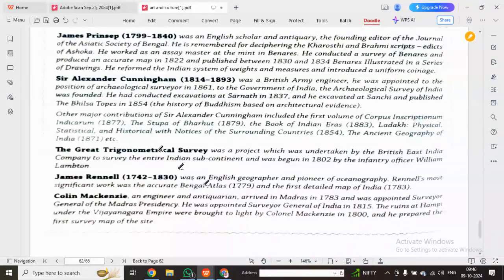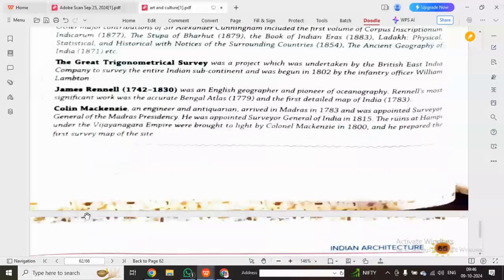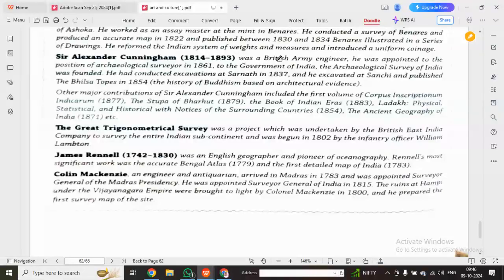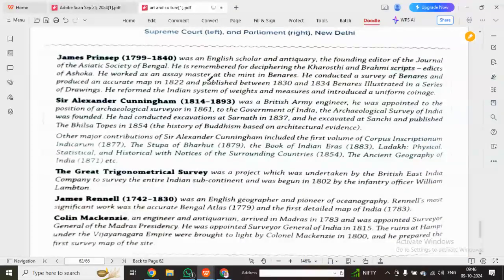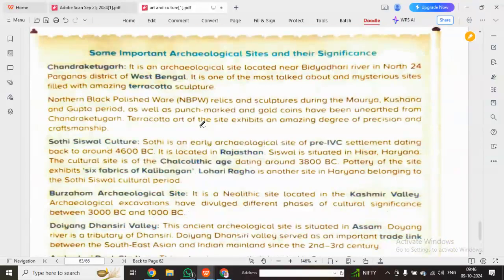So the Great Trigonometrical Survey was a project undertaken by the British East India Company to survey the entire Indian subcontinent. English geographer and pioneer of oceanography. Their most significant work was the accurate Bengal Atlas, a detailed map of India. These are some of the prominent persons whose names you need to remember: Alexander Cunningham, who founded the Archaeological Survey, and James Prinsep, English scholar and antiquarian.